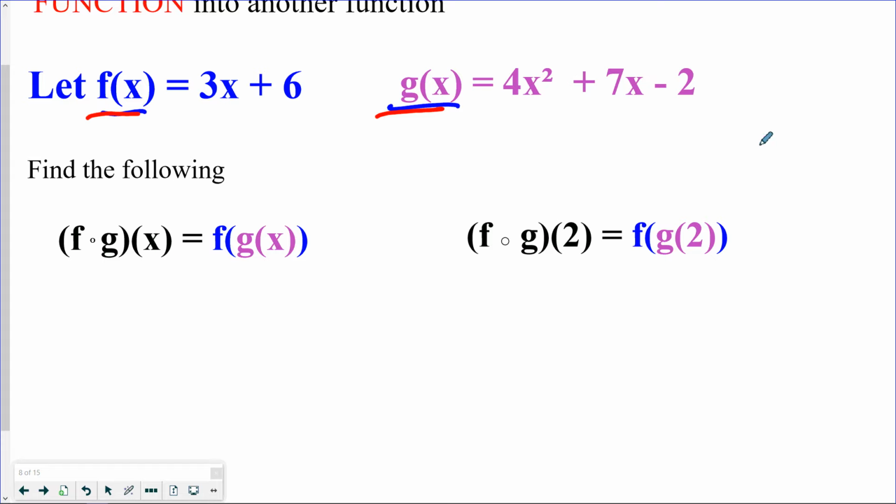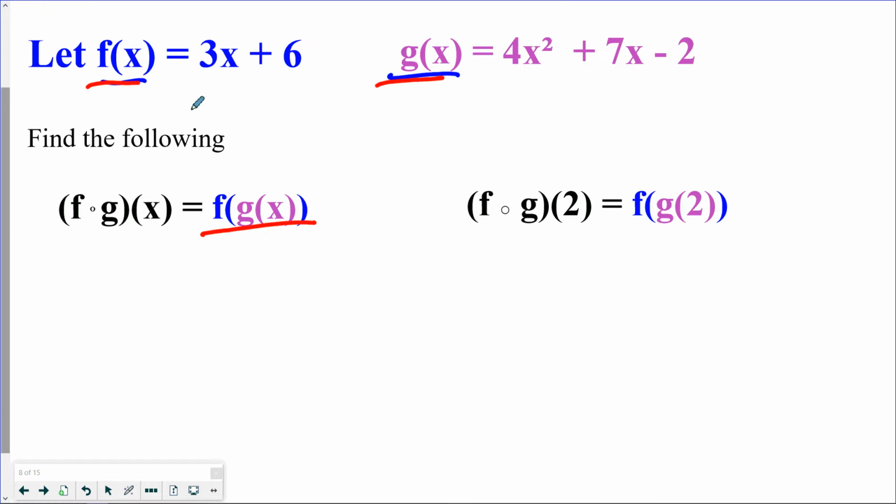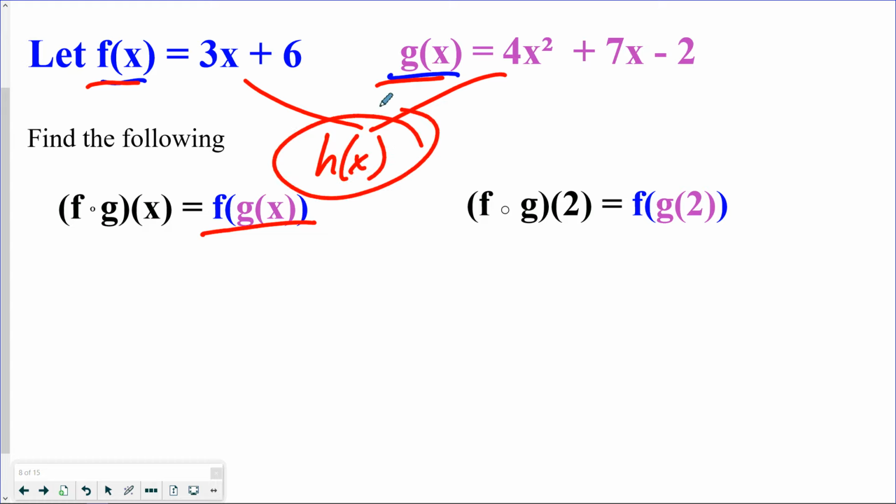Okay. We want to figure out what is the fg machine. If I stick these two functions together, what's the new function? You could even call it h if you want, or something like that. What is our new function once we stick them together? So here's how we do that. First, we need to know which function happens first and which function happens second, and where to stick those.